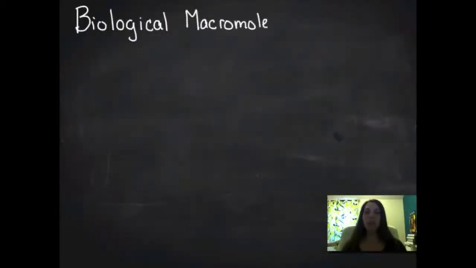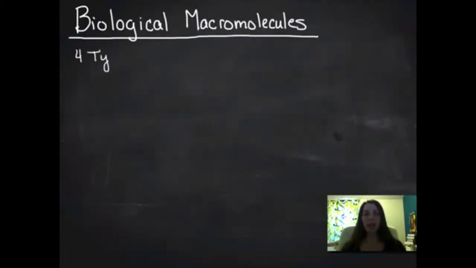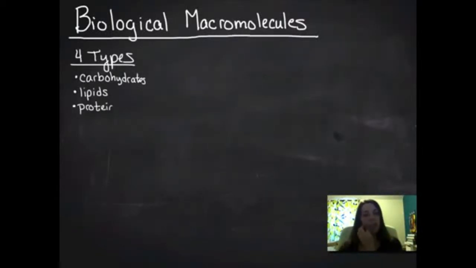This is what a biological macromolecule is, and there are 4 types. They are carbohydrates, lipids or fats, proteins, and nucleic acids. And so we're going to talk a little bit about the basic concept of macromolecules and how they're used in biology, and then we're going to break those 4 types into separate videos.